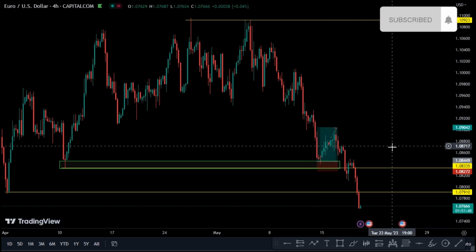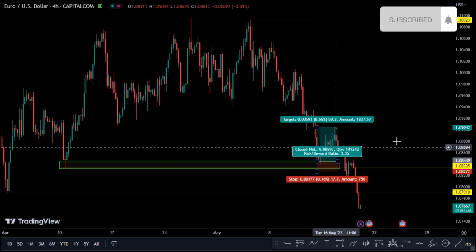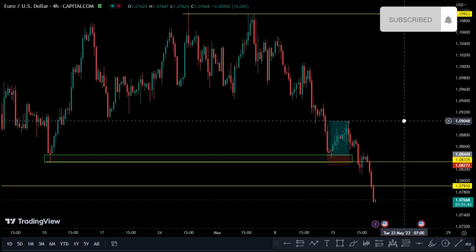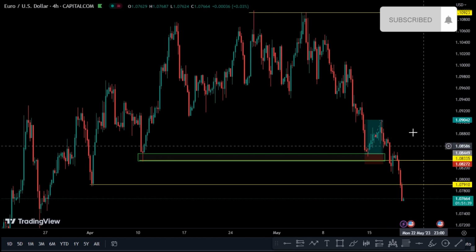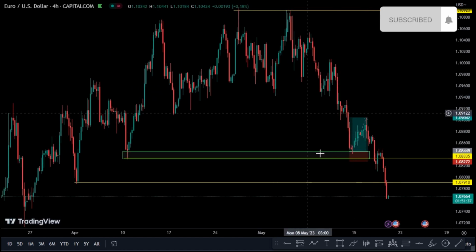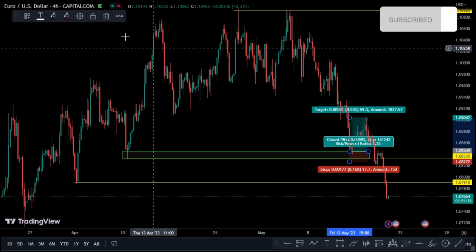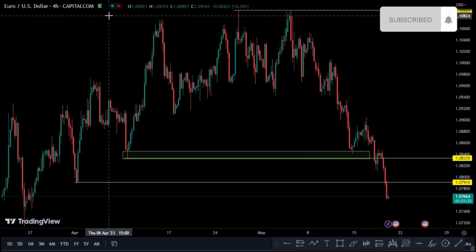but then as you can see, our market went as far as 59 pips, and that is the amount of pips that we were able to bag right there. Okay, so that is the update on the analysis that I sent earlier on today.